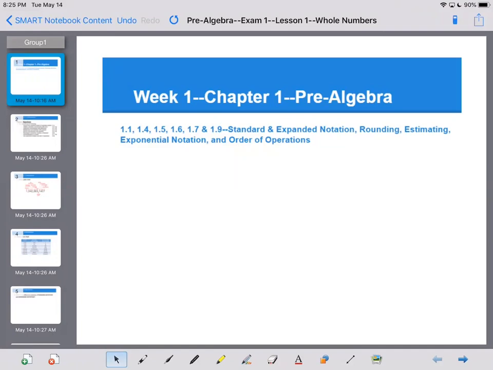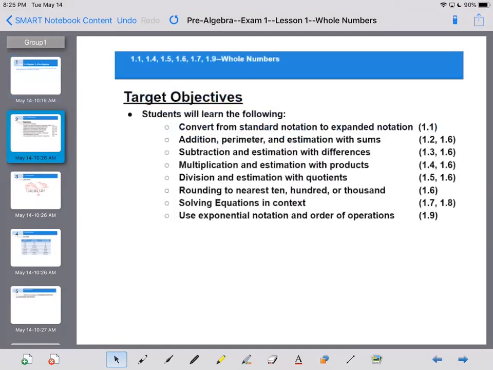So here are our objectives that we're going to talk about. We'll first start with standard, converting standard notation to expanded notation. So if you choose to buy the text, these would be the sections that we will discuss for this first week.